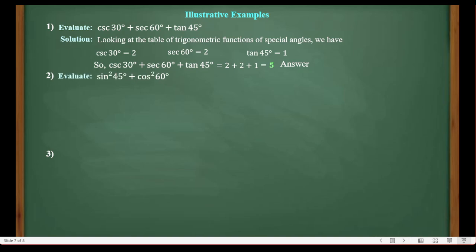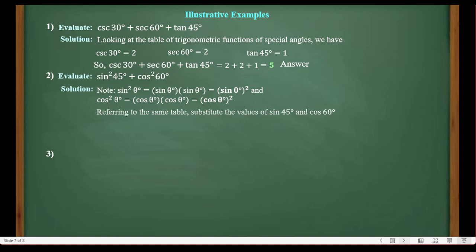Sine squared 45 degrees plus cosine squared 60 degrees. Okay, solution. Note that if we say sine squared of theta, that is the same as sine theta times sine theta, or that is the quantity sine of theta degrees, squared. Now for cosine squared of theta, that is the same as cosine theta degrees times itself, or that is the quantity cosine theta degrees squared. Okay?